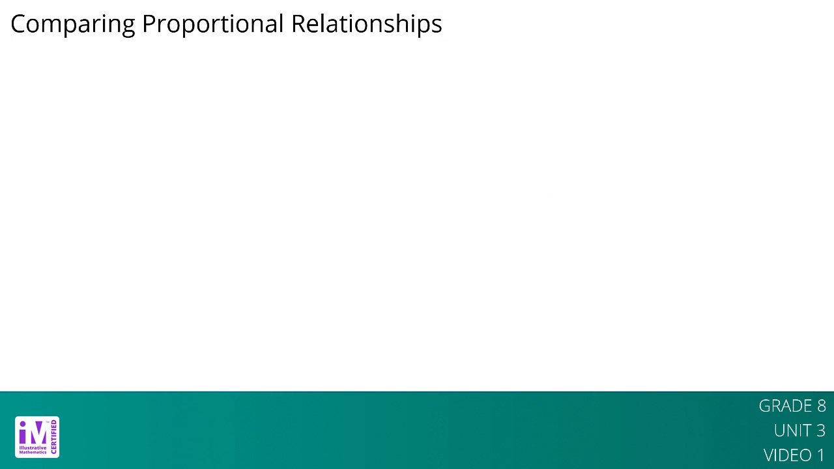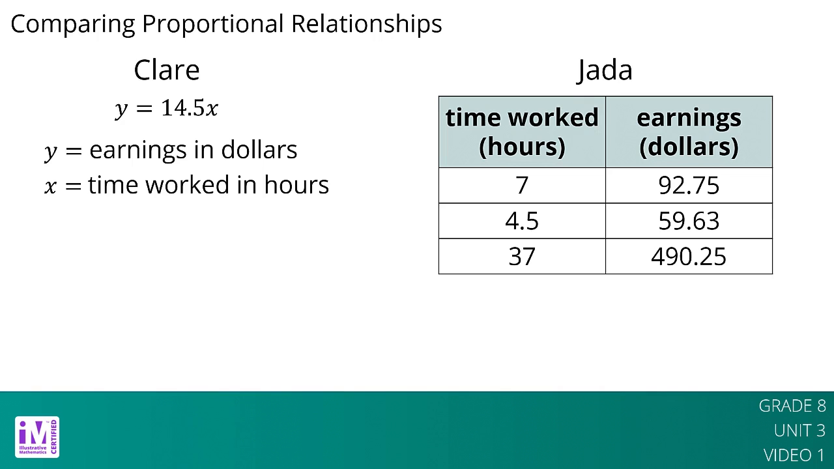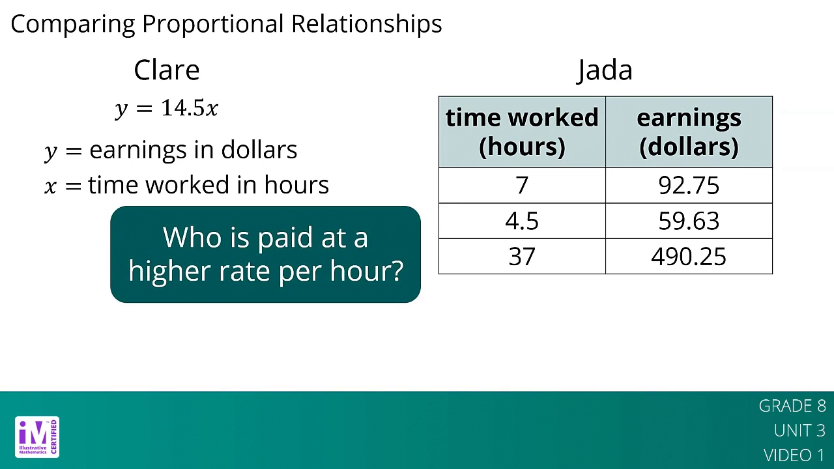When two proportional relationships are represented in different ways, we compare them by finding a common piece of information. For example, Claire's earnings are represented by the equation y equals 14.5x, where y is her earnings in dollars for working x hours. Jada's earnings are shown in this table. Who is paid at a higher rate per hour? How much more does that person have after 20 hours?